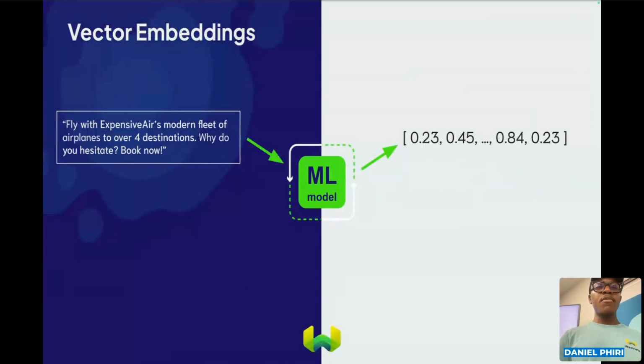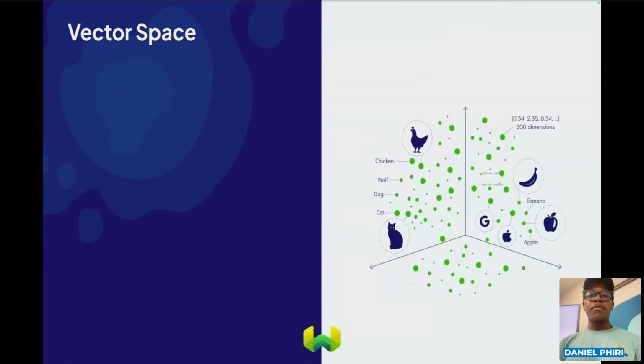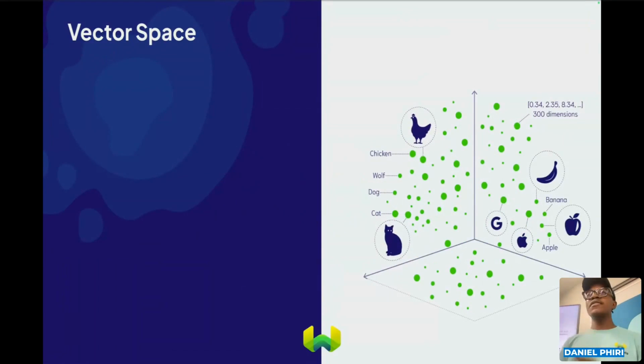A practical example with the example that we're already familiar with is "fly with expensive airlines." That's an article. We put that through our machine learning algorithm. We get these vector embeddings, which represent that data. We have the explanation from NASA also. We put those through our embedding model, and we get the vector embeddings. We then put those embeddings in a space. You can think of this space as a database, like Postgres, and then we're able to now search over them.